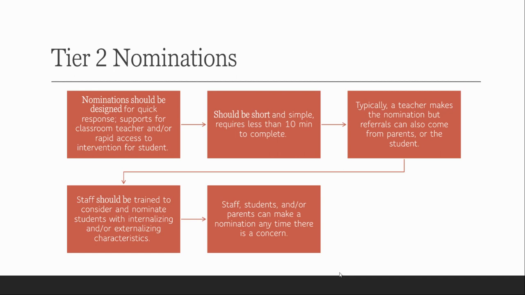These nominations should be short and simple. It should require less than 10 minutes to complete because, again, we know our teachers are so busy. We don't want to do anything that overwhelms them further. So we want our nomination process to be simple and easy to complete. Typically, a teacher makes the nominations, but we also want to make that process available for parents who may want to identify their student, their child, for tier two intervention support, something that they may be observing in the home. And also, we want to give a process for students who themselves may feel they need more support.